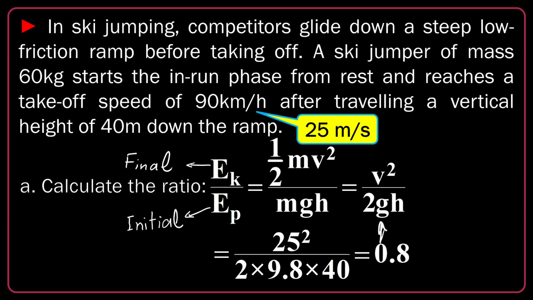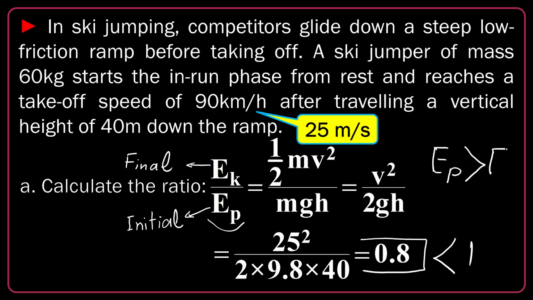The answer is 0.8. Be notified, 0.8 means that the final kinetic energy is smaller than the initial potential energy, the ratio is smaller than 1. So the initial potential energy is larger than the final kinetic energy. This means that part of the mechanical energy was converted to internal energy due to that small friction we have.